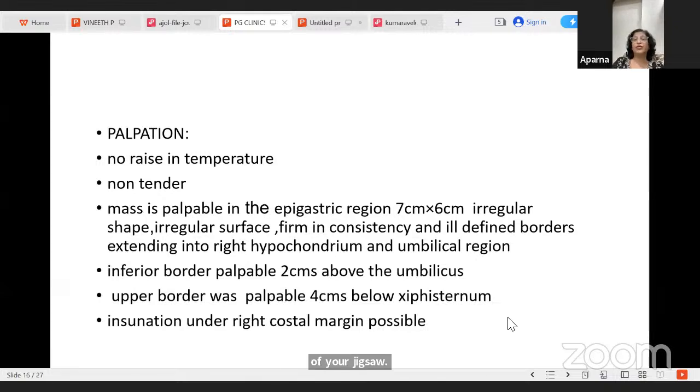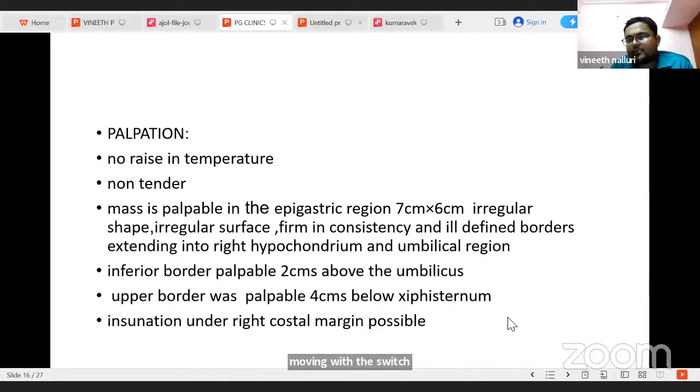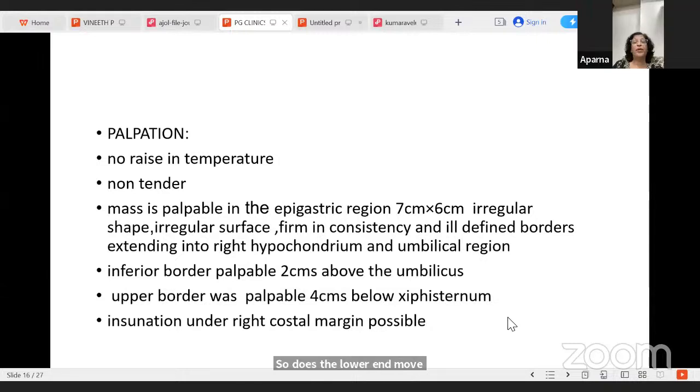First of all, the edges are not very distinct, but still you are saying that the lump is moving with respiration. So does the lower end move down with every breath that the patient takes? Yes, ma'am. Lower end moves with respiration. Okay.